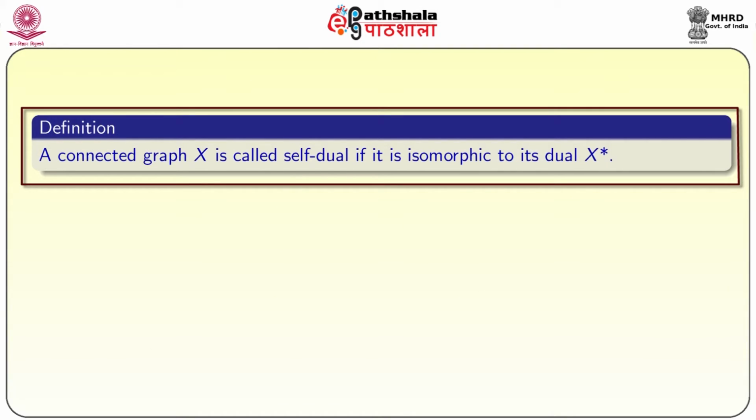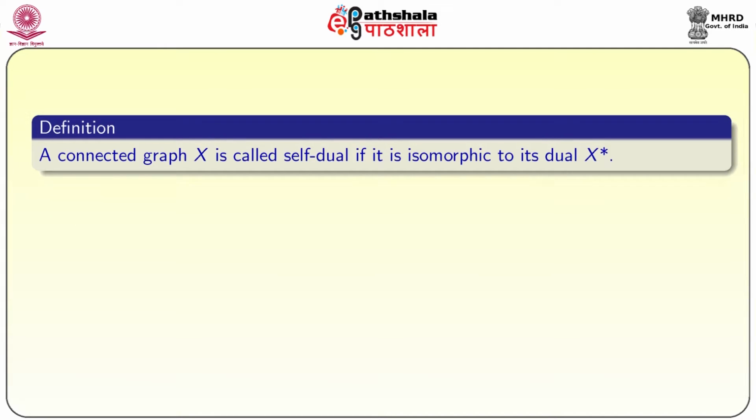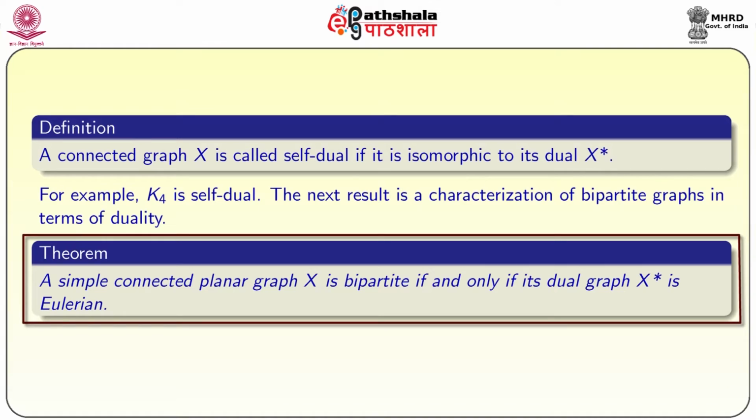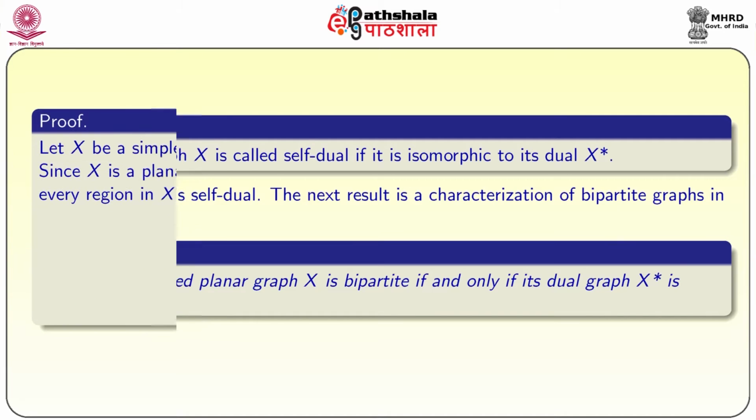A connected graph X is called self dual if it is isomorphic to its dual. One of the nice examples is K4. K4 is self dual. The next result characterizes bipartite graphs in terms of duality. A simple connected planar graph X is bipartite if and only if its dual X star is an Eulerian graph.